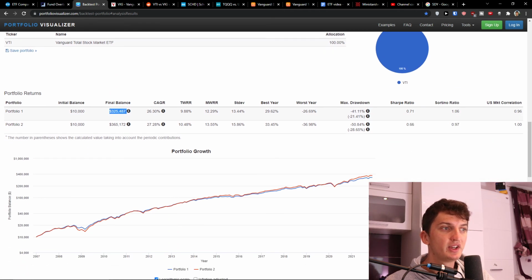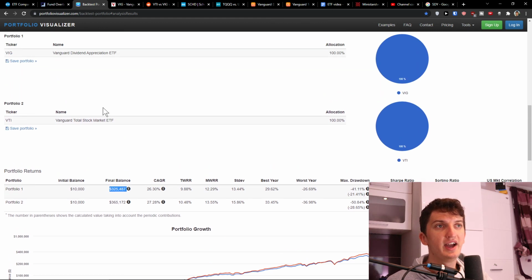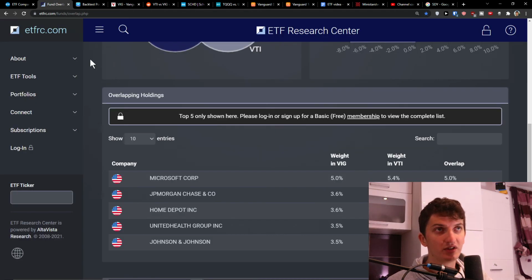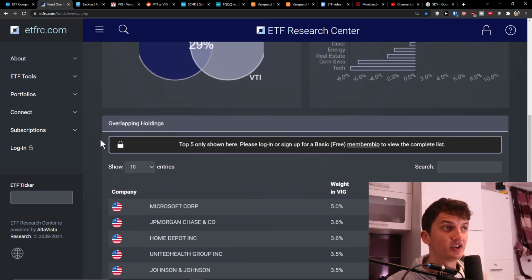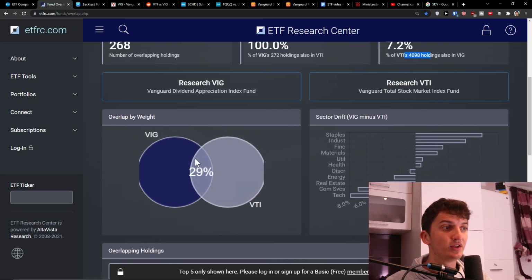You can't really say that what happened in the past is going to happen in the future. I really like VTI because it's focusing on the whole market and small, mid, and large cap stocks, and that's good. And it has higher assets under management. Now you see also they're overlapping by 29%, and that's pretty much it.